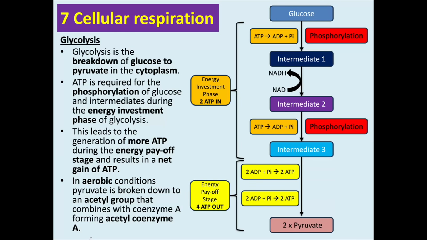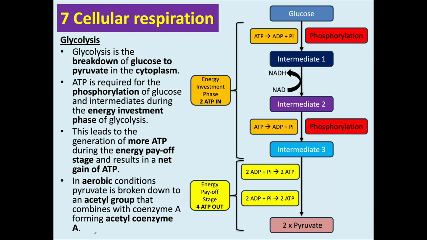And what we're going to be doing today is looking at why that is, what happens in between to enable us to get those 2 pyruvate and those 2 ATP. And we'll look at all the stages involved. So glycolysis, generally speaking, the overall reaction is the breakdown of glucose to pyruvate in the cytoplasm. That's the summary of the process. But as you can see from looking at the diagram, it's a lot more detailed than that.